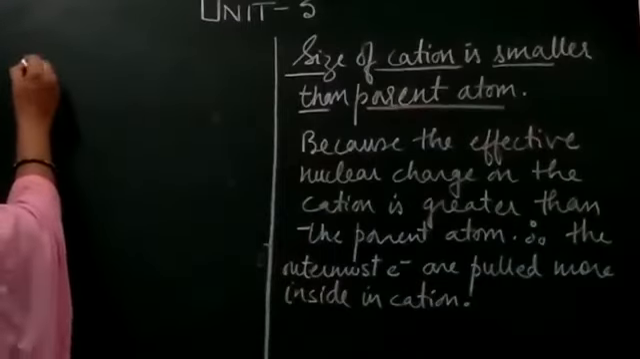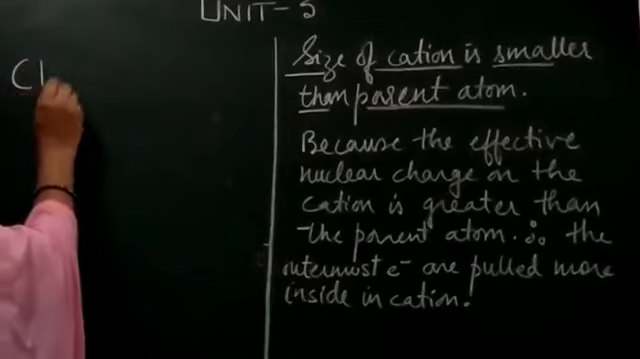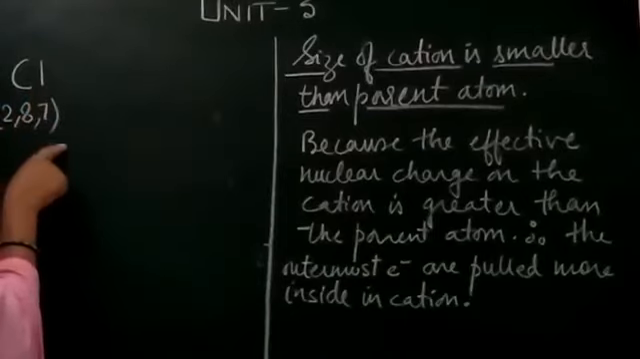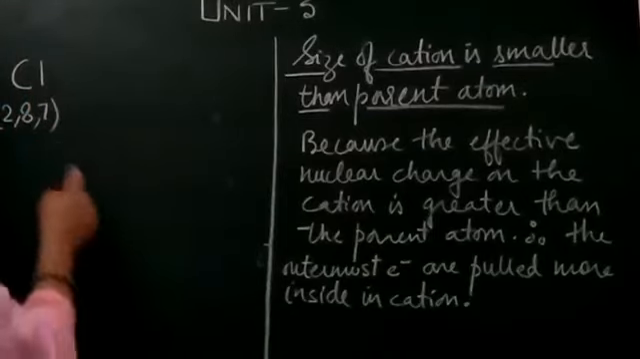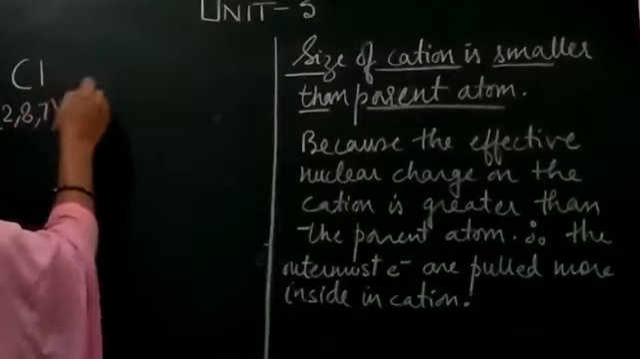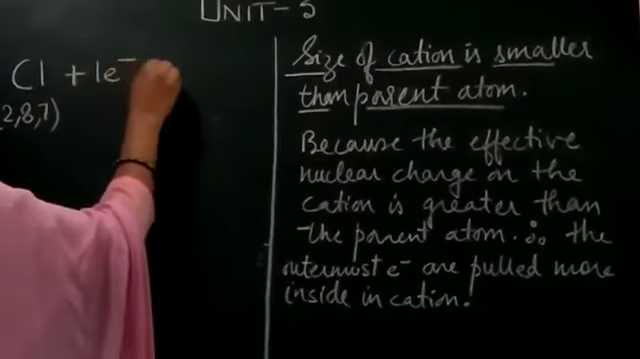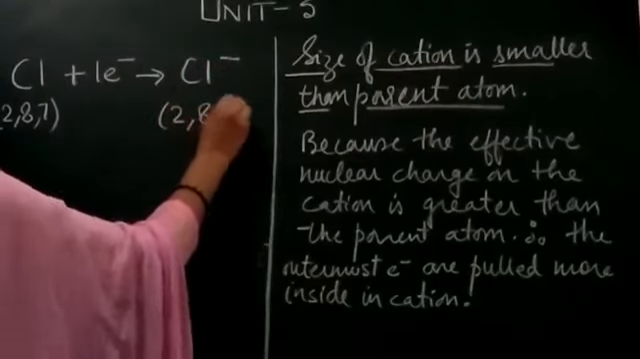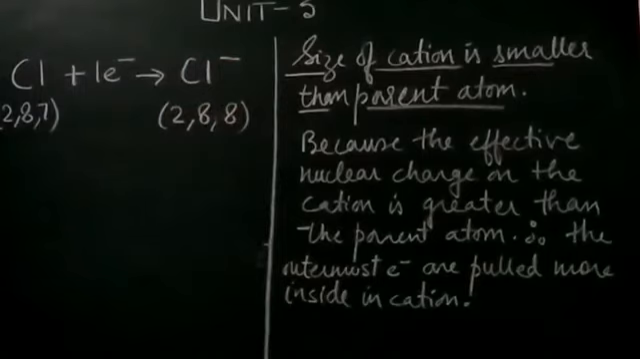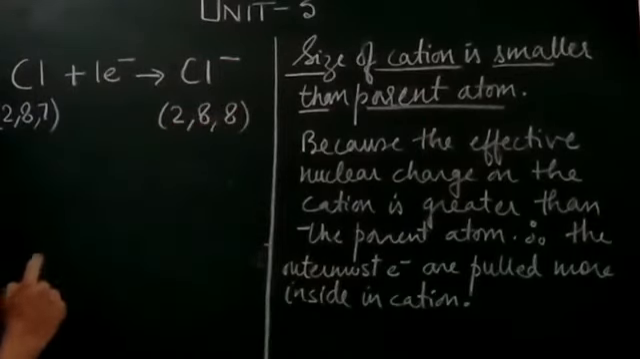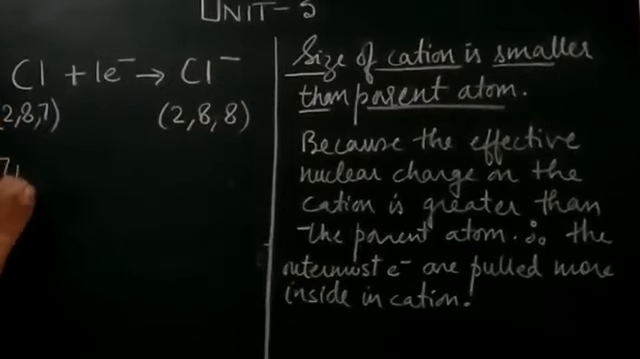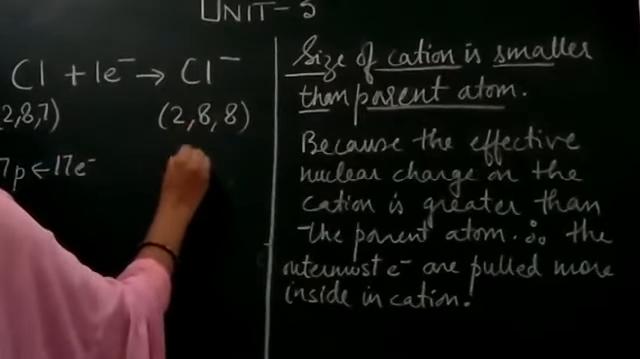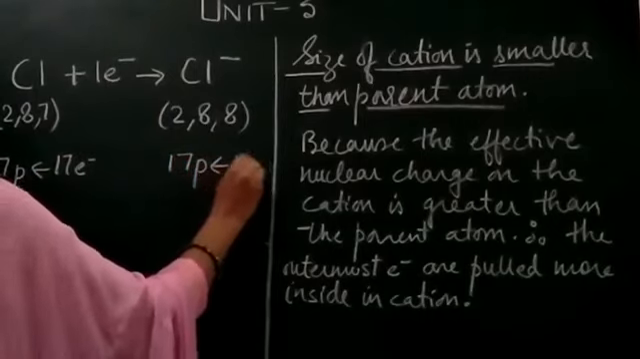So students, let us take an example first. Let it be a chlorine atom, a neutral atom, and you know its configuration is 2,8,7. You can write down the configuration in terms of shells and subshells also, right? And the orbitals. So chlorine accepts one electron and changes into the chloride ion. Now when it does so, the electron configuration is now 2,8,8. Now students, here you will see that 17 protons are pulling 17 electrons. But in this case, the 17 protons are pulling how many electrons, students?